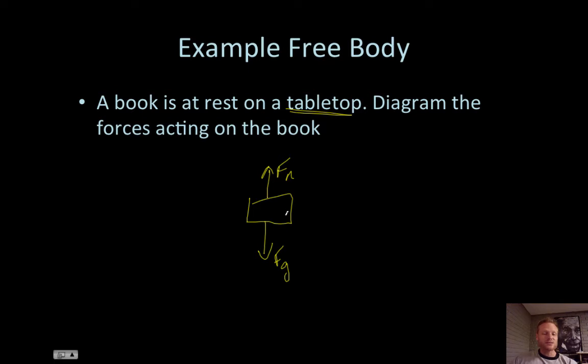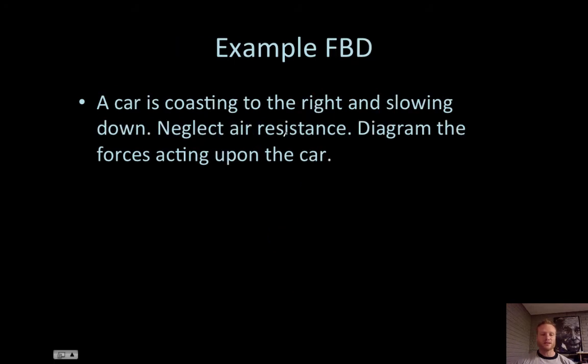And basically these two forces are balanced, and that's why the book is at rest, it's not moving. If the forces weren't balanced, the book would actually be moving. Forces cause a change in motion. Okay, so F sub G, F sub n, we're good. That's a free body diagram of this example. Let's do another one just to kind of get ourselves thinking more.